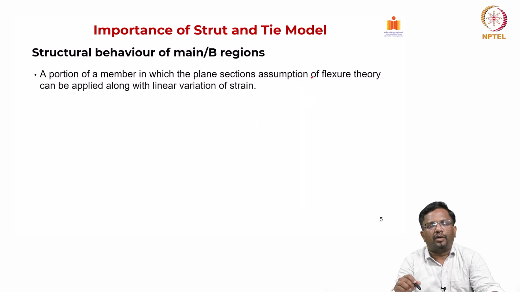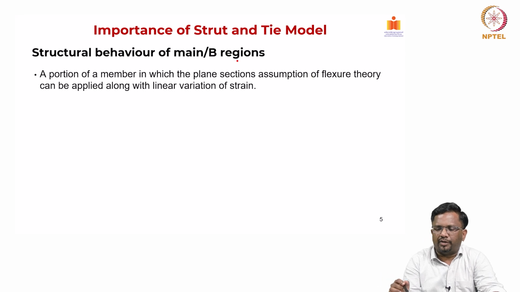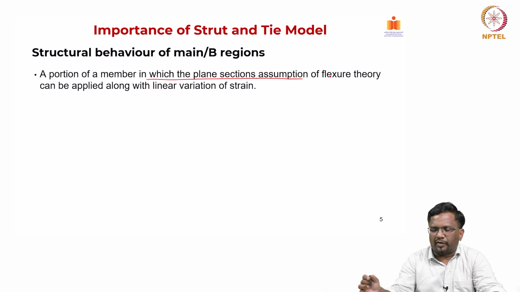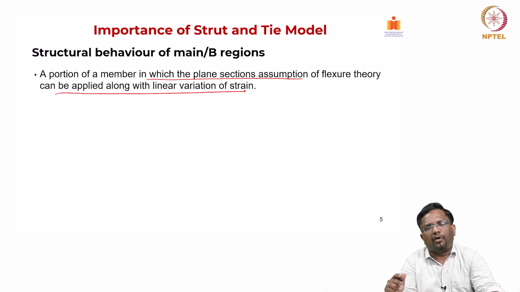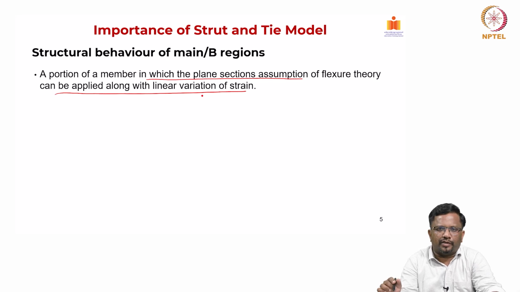Now, how do we understand the behavior? The main or B region is a region in which the assumption that plane sections remain plane is really valid. Flexural theory can be applied with a linear variation of strain. In all other regions, the disturbed regions, this assumption is not really valid.